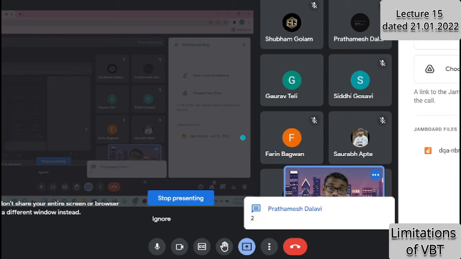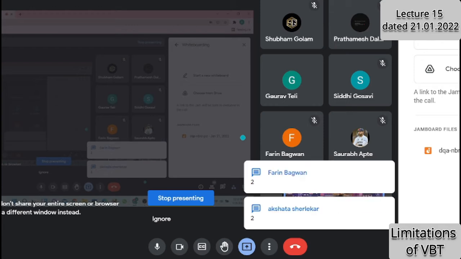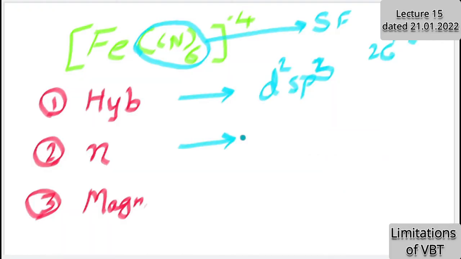Pratham is saying 2 unpaired electrons. Chirag is saying 2 unpaired electrons. Shilpa is saying 2 unpaired electrons. Majority of you are saying 2 unpaired electrons. Let us validate whether Saurabh is correct, or the majority is correct, or nobody is correct. That we will find out now. Shall we find out now?